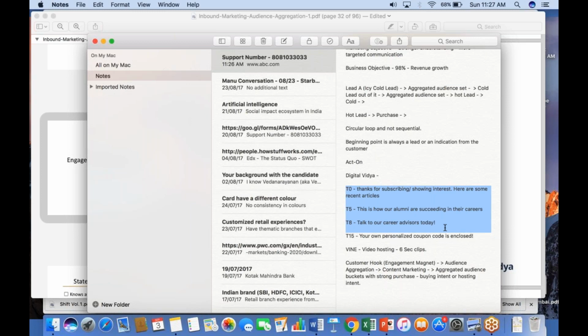This is how our alumni are succeeding, which gives a sense of social proofing and credibility. So this gives you a sense of social proofing, as you can see.